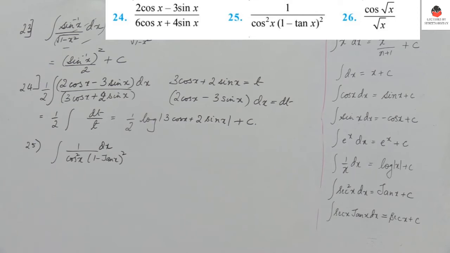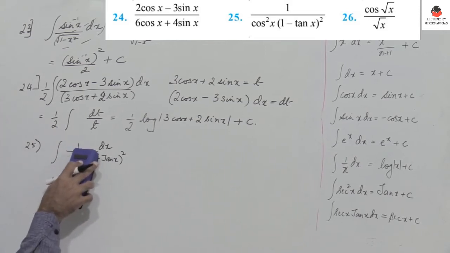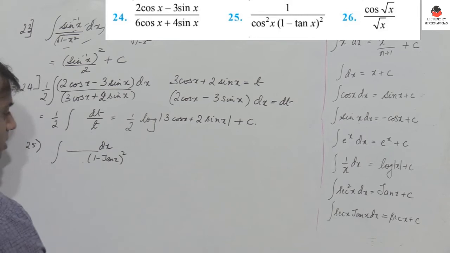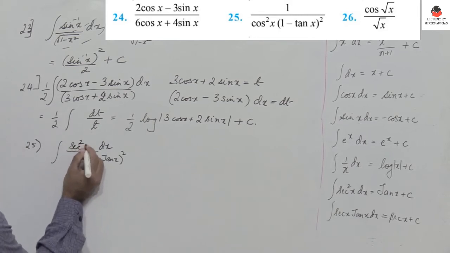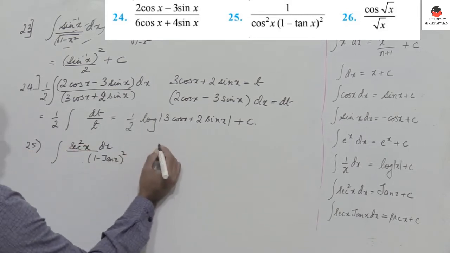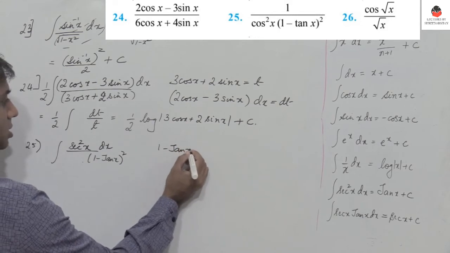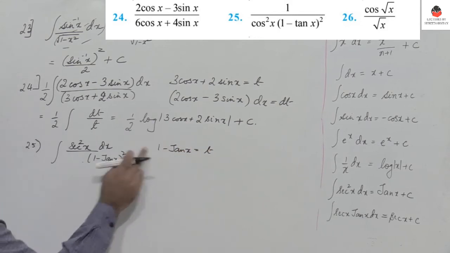So you have the integral of dx divided by cos square x into (1 minus tan x) the whole square. We know that the differential of tan x is secant square x. I have cos square x in the denominator, so let me bring it to the numerator. So it becomes secant square x. And let me put 1 minus tan x equals t. So I make this substitution.